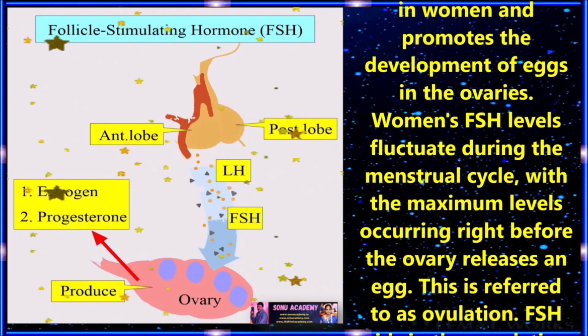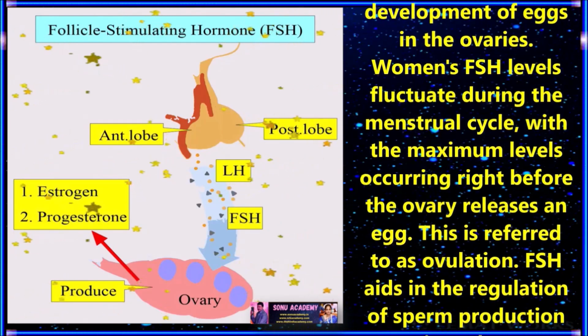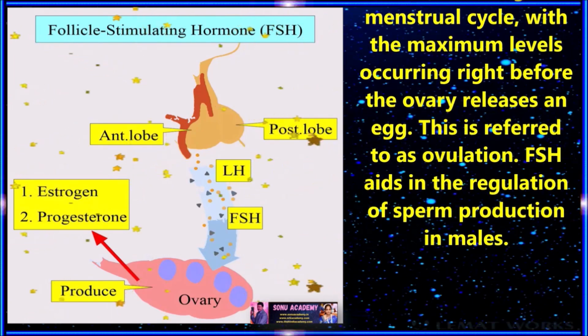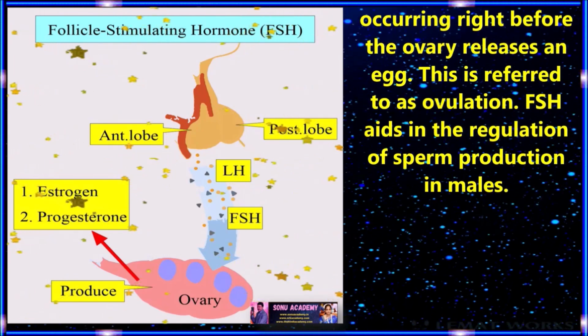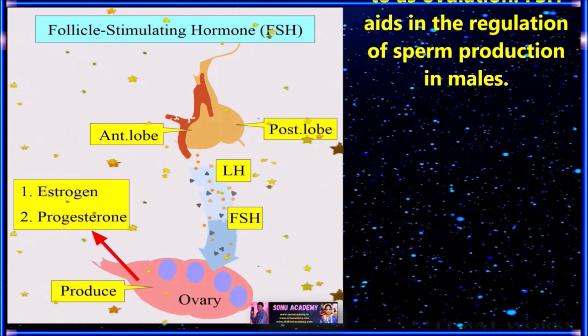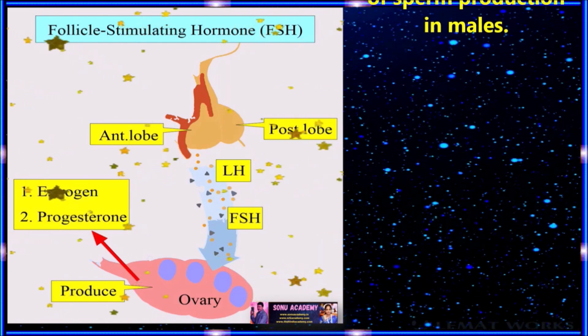Women's FSH levels fluctuate during the menstrual cycle, with the maximum levels occurring right before the ovaries release an egg. This is referred to as ovulation. FSH aids in the regulation of sperm production in males.